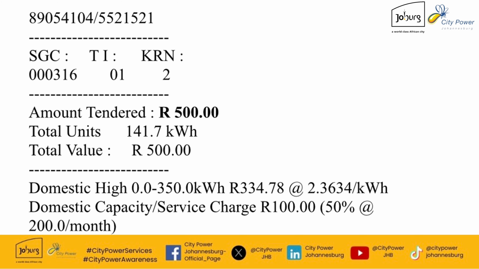Since the customer is still in the first block, the 334 rands and 78 cents that remains will be allocated to consumption in the first block at 2 rand and 36.34 cents. As you can see, the 334 rands at this rate will give the customer 141.7 kilowatt hours. This is what the customer will get if they purchase 500 rands after they have purchased 200 rands. As such, this customer has now paid off or settled their entire service fee.